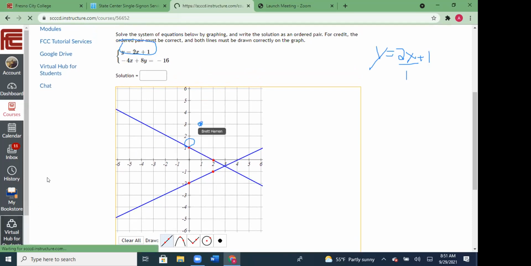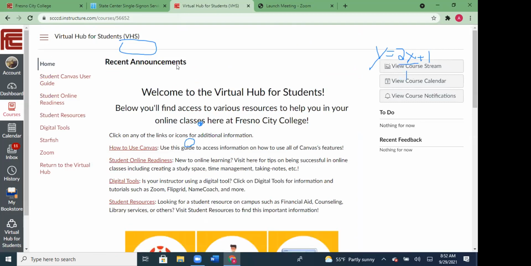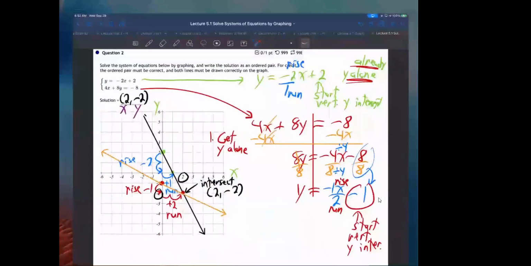So why don't you clear what you got? Oh, I don't know what I did. Okay. I have no idea what I did. That's okay. And let me go back real quick. One second, Mr. Heron.